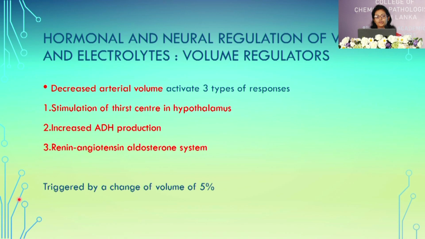There are volume regulators as well in the body. When there is a decrease in the arterial volume, that will be sensed by the volume receptors in the hypothalamus, and they activate three types of responses. There will be stimulation of the thirst center, increased production of ADH, and in addition to that, activation of the renin-angiotensin-aldosterone system. These responses will be triggered by a change of volume of 5%.